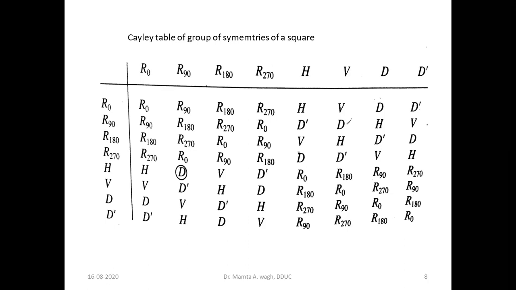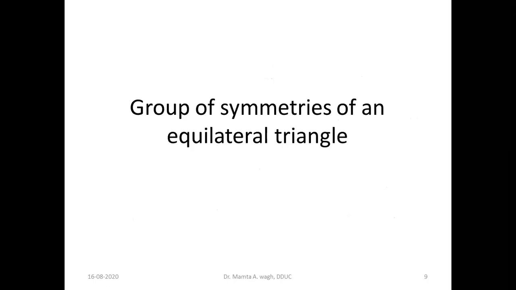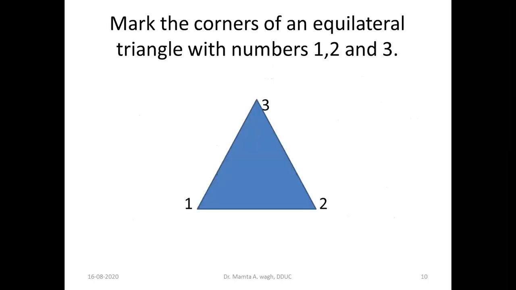So finally we can say that the symmetries of a square form a group. Now next we are going to take the symmetries of an equilateral triangle. Suppose you have this equilateral triangle, and I have named its corners 1, 2, 3.